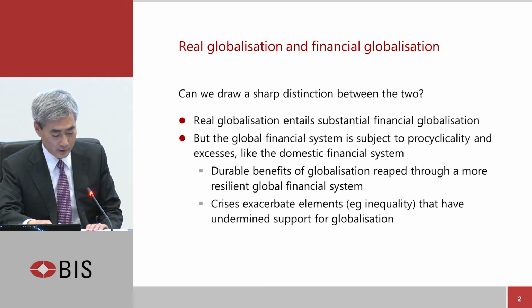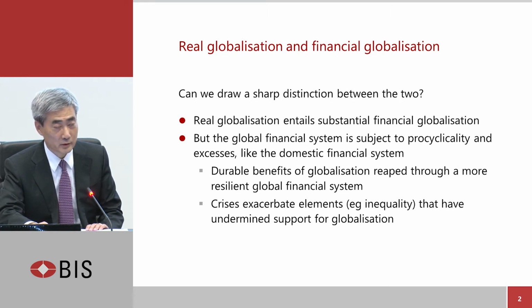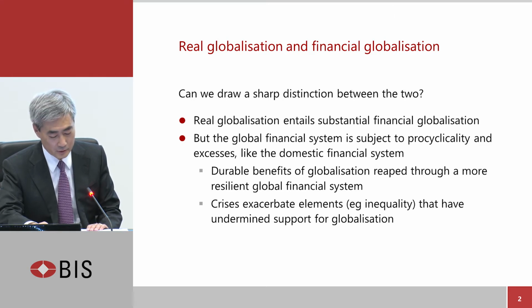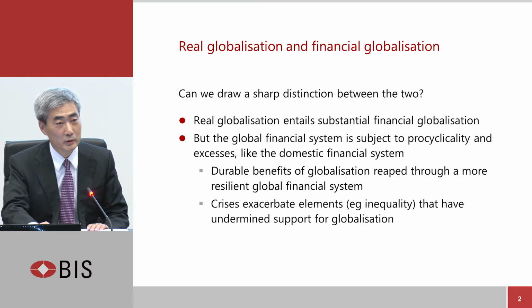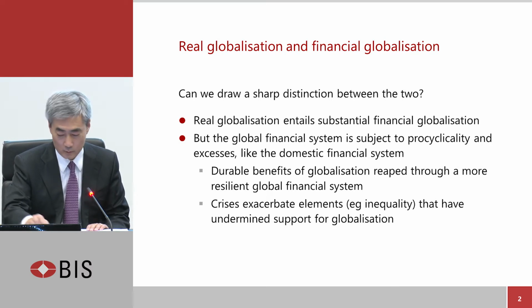But having said that, it is also true that the global financial system is subject to procyclicality and excesses, just like the domestic financial system, as Jaime explained earlier. And some measures of financial openness tend to move in step with financial excesses as well. There are some useful lessons, and perhaps the most important lesson is that a resilient financial system is the best way to ensure the durable benefits from globalization.